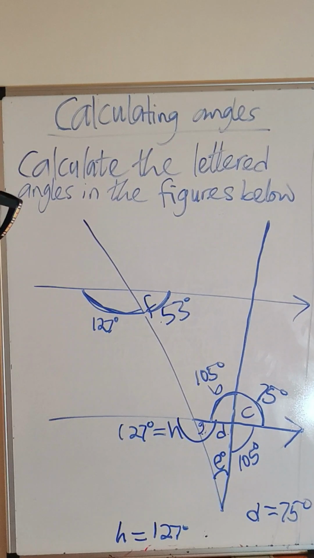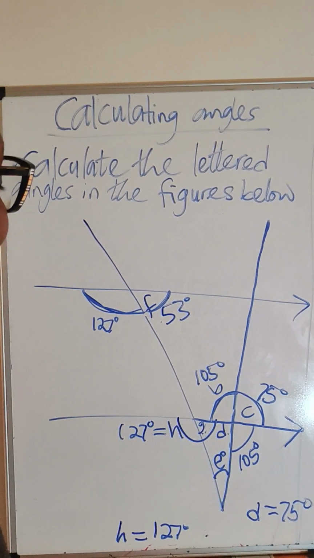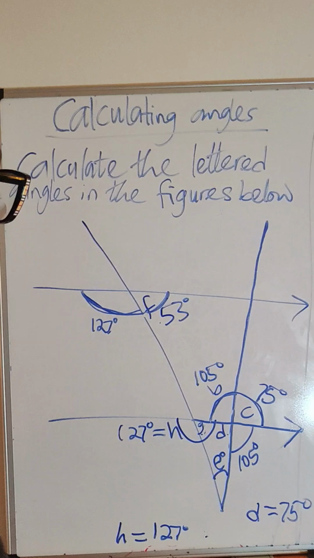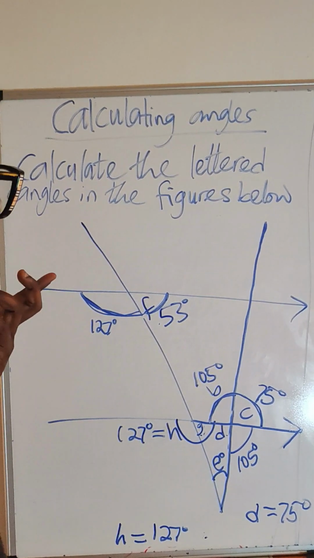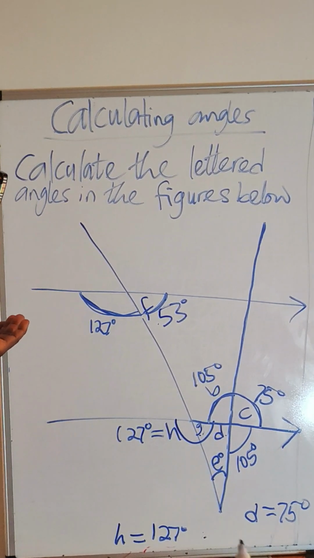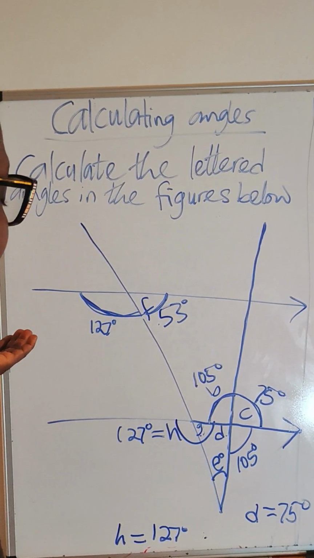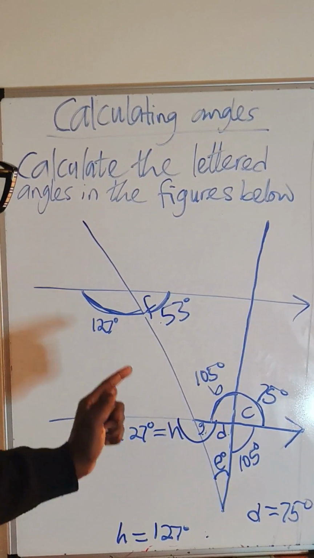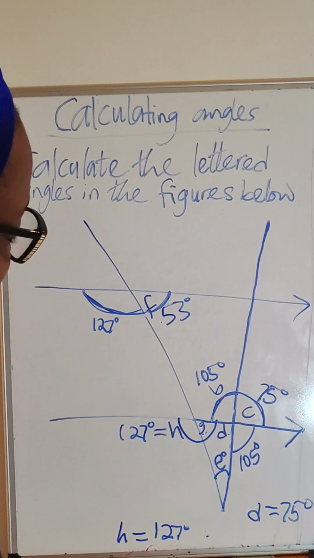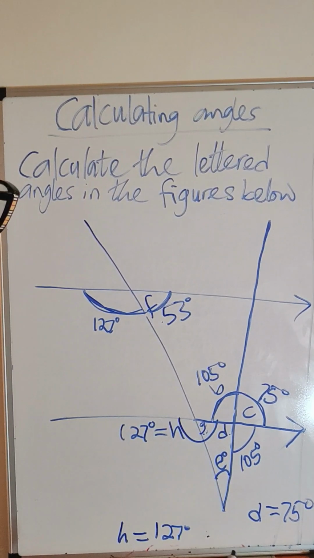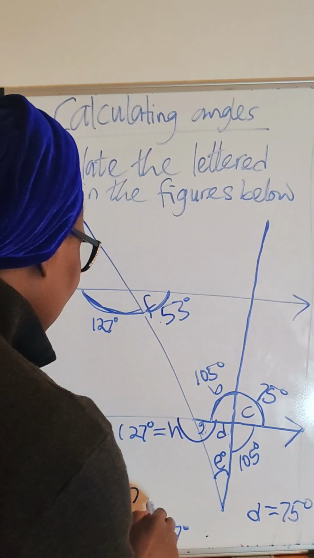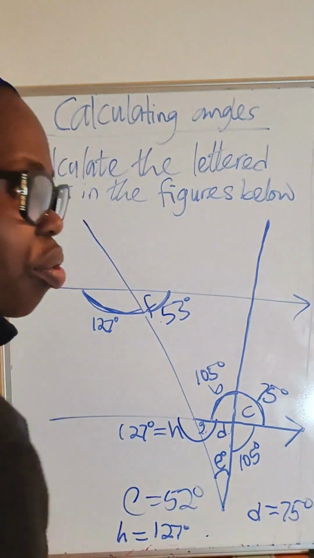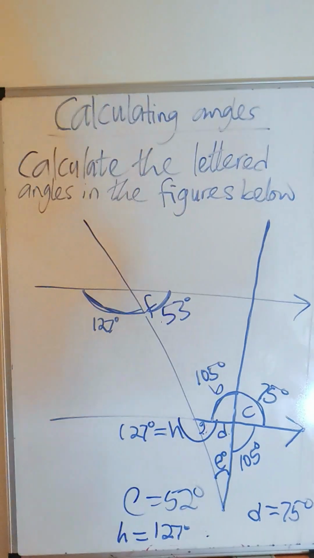And I think I've been able to do justice to all the letters, about 7 letters now. So 53 plus 75 will give us 128. Take away 128 from 180 degrees. We'll be left with 52 degrees. So angle E is 52 degrees.